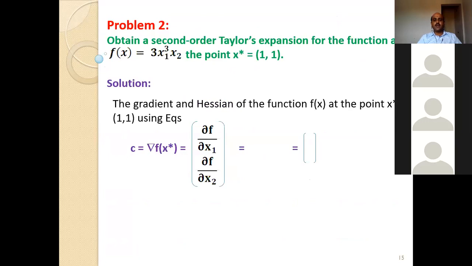Obtain a second order Taylor's expansion for the function f of x is equal to 3 x1 cube into x2. The function is f of x is equal to 3 x1 cube x2, at the point x star is equal to (1, 1).